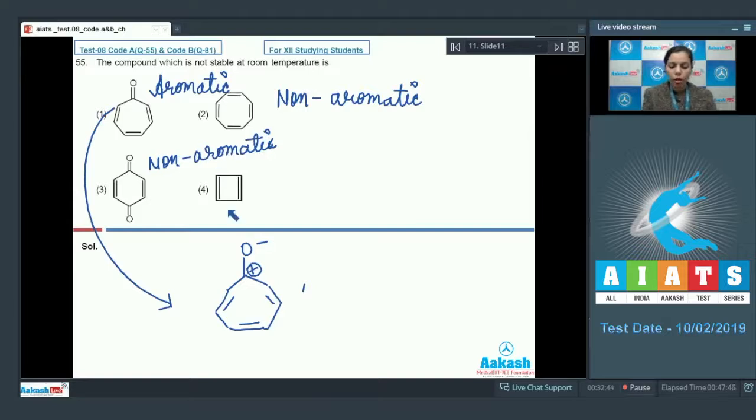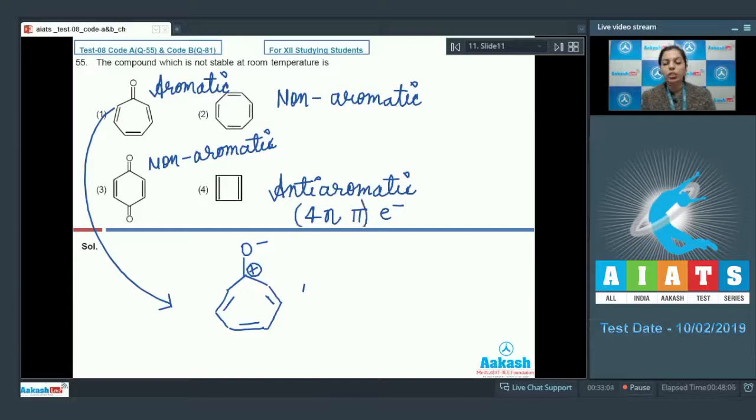And the compound here given in option 4 is anti-aromatic. Why anti-aromatic? Because in this case, it contains 4n pi electrons, where the value of n is 1, 2, 3. So in this case, it contains 4n pi electrons, and this is anti-aromatic. And we know that anti-aromatic compounds are not stable at room temperature. That's why this option 4 is the correct option for this particular question.